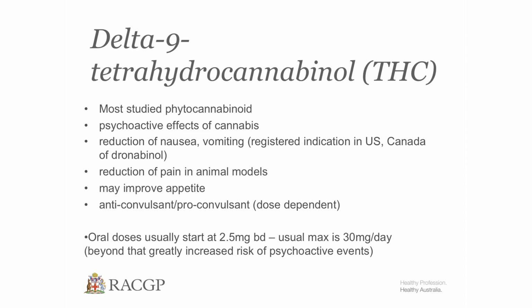We know that it reduces nausea and vomiting, and that's in fact its registered indication in the United States and Canada. Dronabinol is a synthetic THC product, and that's its registered indication. We know that in animal models of pain, it can help reduce pain, but that hasn't necessarily translated through to the human clinical trials. A lot of what I'm talking about tonight is, if you're a mouse or a rat, cannabis is an excellent drug for what ails you. But unfortunately, like a lot of things that we see working really well in mouse models, when we move it to human translation, it's not always as effective.